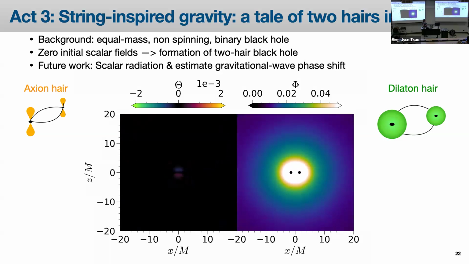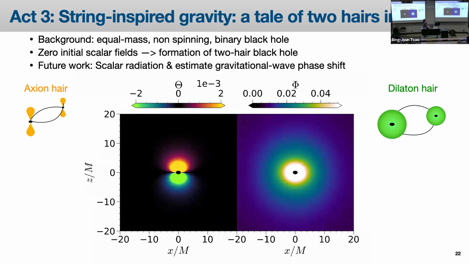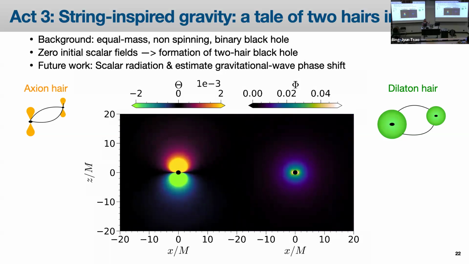So here, we shouldn't have an axion field because the black holes are not spinning before merger. But there seems to be a hair excited as we go close to the merger. So I think the angular momentum generated in the very late inspiral is enough to excite the axion field here. And as I said, this is proof of principle. So in upcoming work, we are looking much more carefully at the scalar radiation that's generated here.